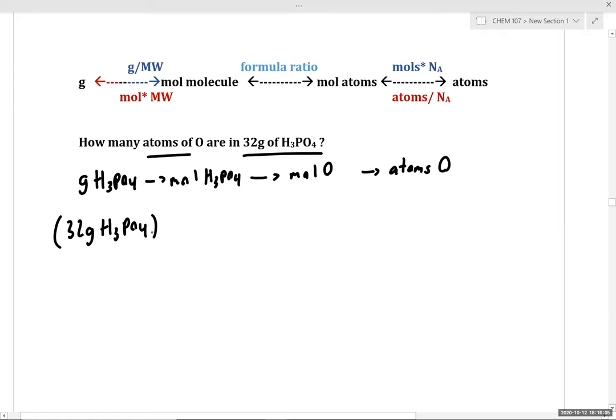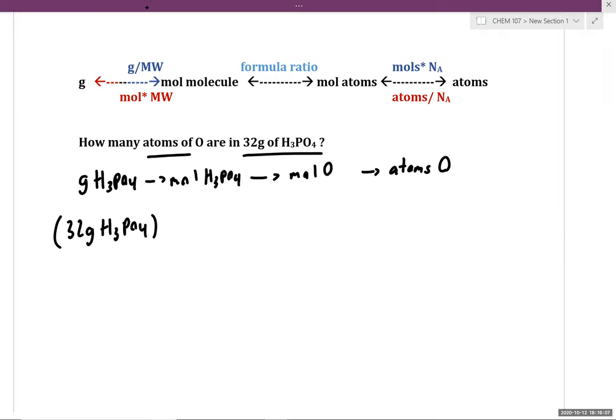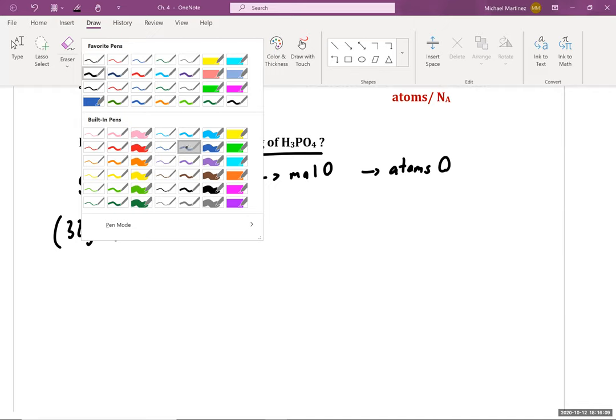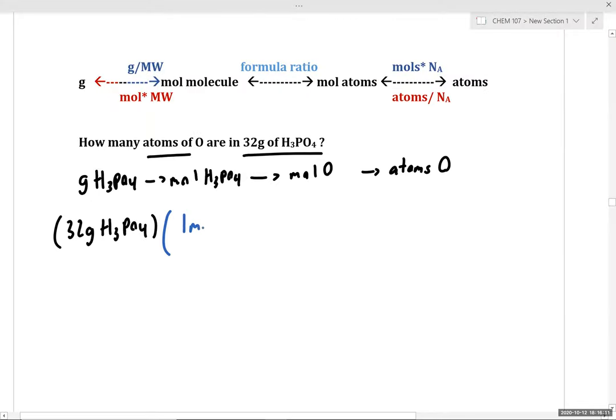So we have 32 grams of phosphoric acid, and in our first step, we know in 1 mole of phosphoric acid, we have how many grams? Well, we can calculate the molar mass.